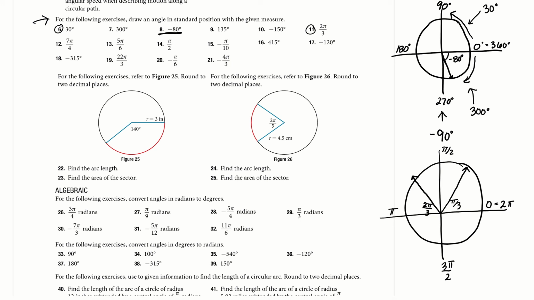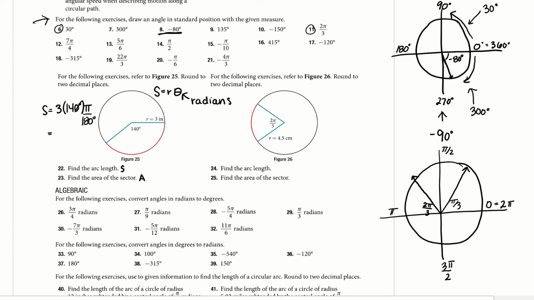So arc length is S. Area of a sector will always be A. So our S is equal to r theta. And remember, theta has to be in radians. So the radius is 3, and we need 140 degrees. But we need that in radians. So I can just multiply this whole thing by pi over 180.